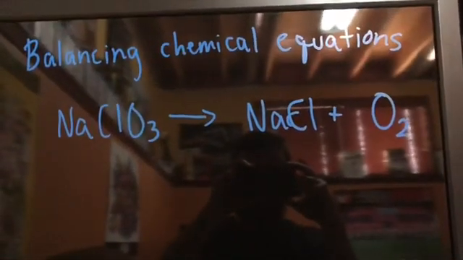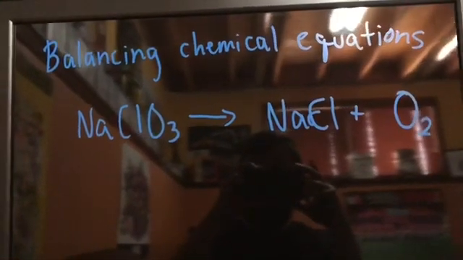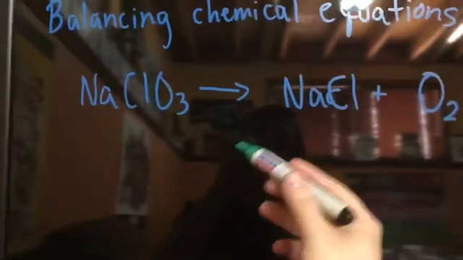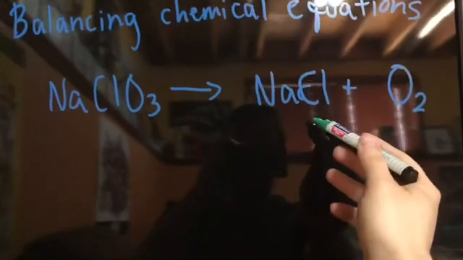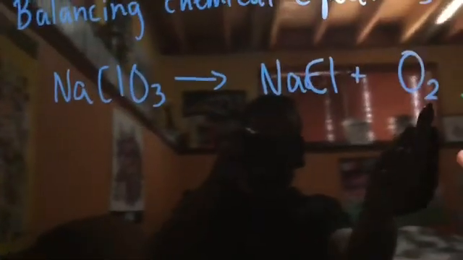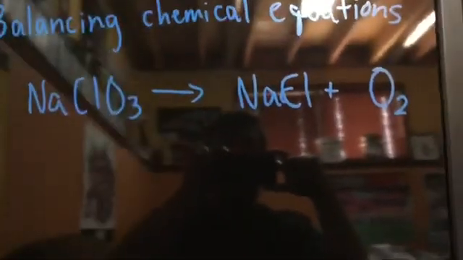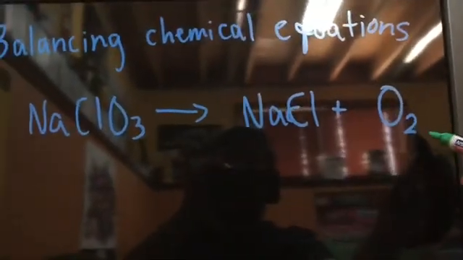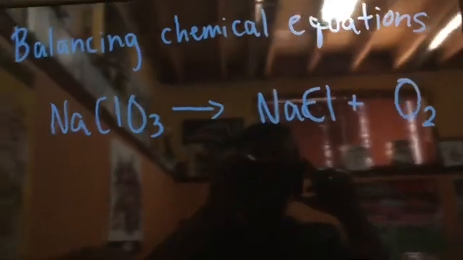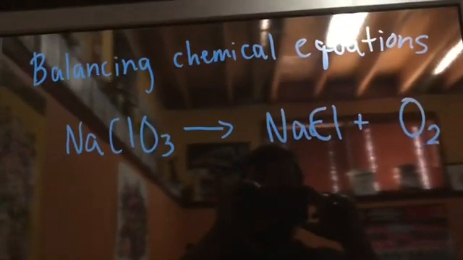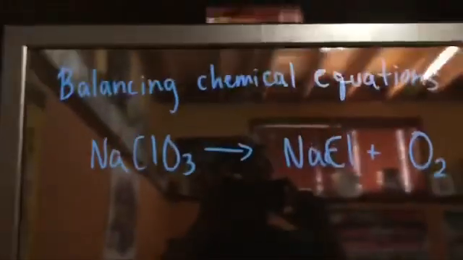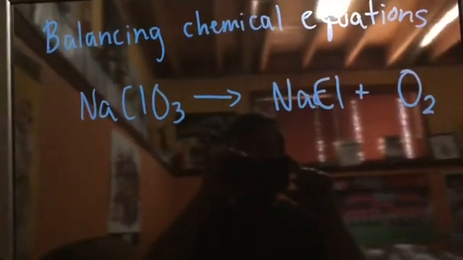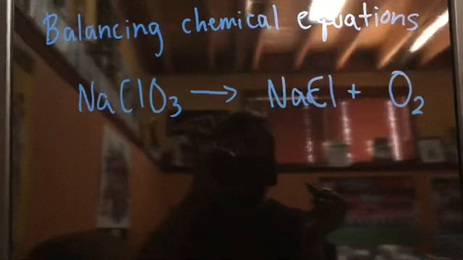All right, so here's the example that I left off with in the other video. We have NaClO3 break down to create NaCl and O2. So immediately you can see that we have 3 oxygens on this side and only 2 oxygens on this side. So that's going to be where we should start balancing. Now, my advice to you would be to actually make the chemicals and show that they balance on both sides.